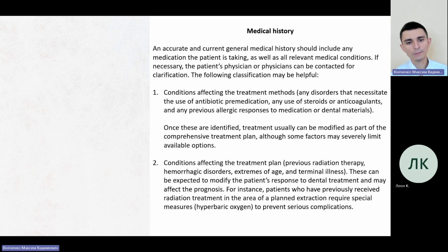Conditions affecting the treatment plan, for example, previous radiation therapy, hemorrhagic disorders, extremes of age, and terminal illness. These can be expected to modify the patient's response to dental treatment and may affect the prognosis. For instance, patients who have previously received radiation treatment in the area of a planned extraction require special measures to prevent serious complications.